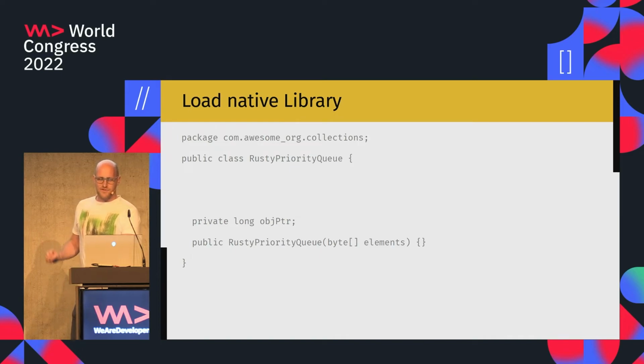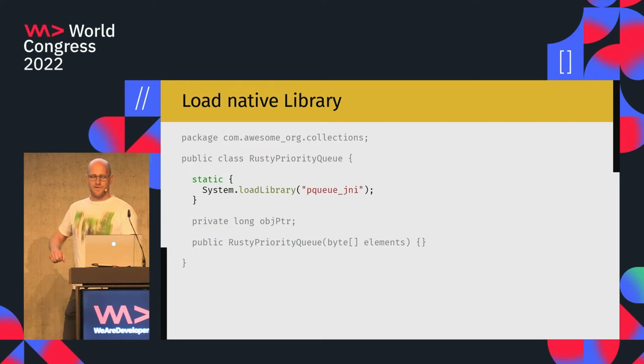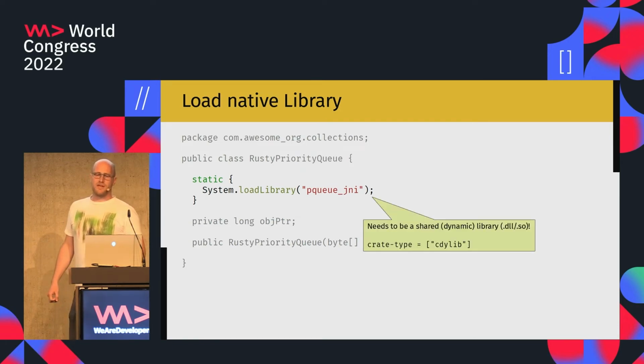The only thing left to do is to load the library from Java. So what we can do is create a static initializer in our RustyPriorityQueue class, and then we call System.loadLibrary to load the library we created on the Rust side. This needs to be a shared or dynamic library, so a DLL or a .so file. So we have to define the crate type also with cdylib.